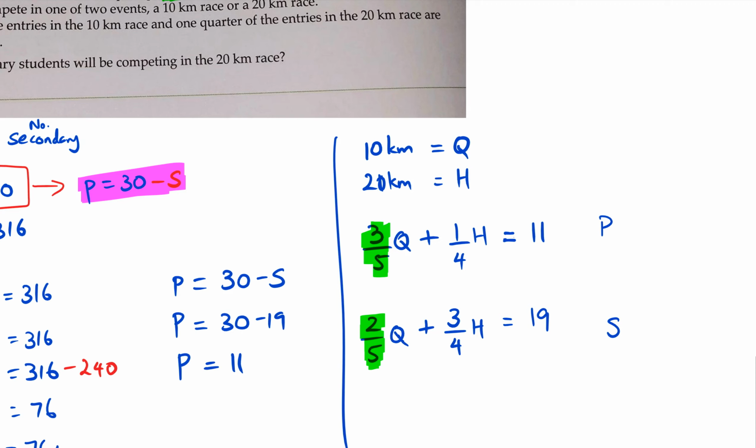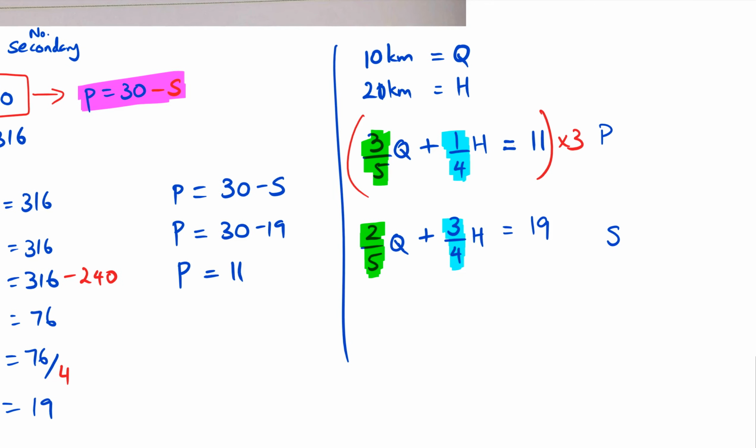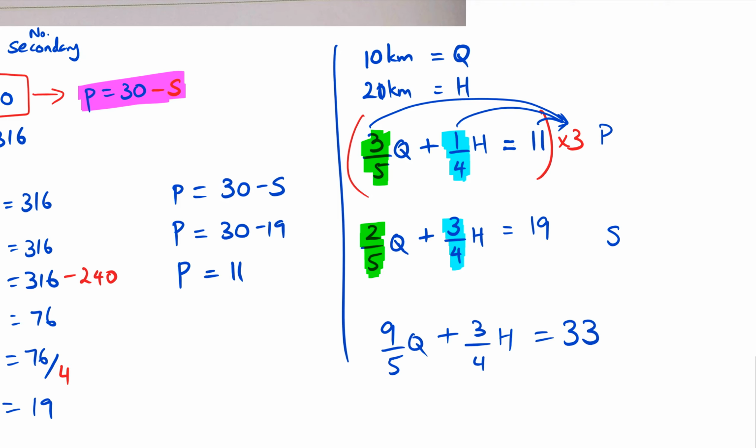So the next thing I'll look at is the quarter H and 3/4 H. This one is not too bad, because I only need to multiply the top equation by 3 and it will end up with 3/4. So that's what I'm going to do. 3/5 times 3 is 9/5 Q. Then I've got a quarter times 3, which is plus 3/4 H. And then I've got 11 times 3, which equals 33.